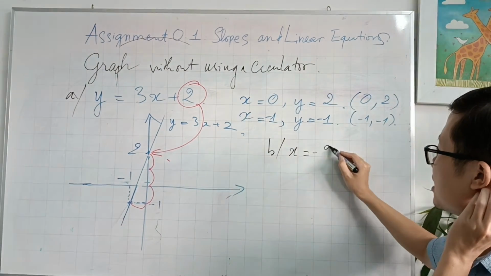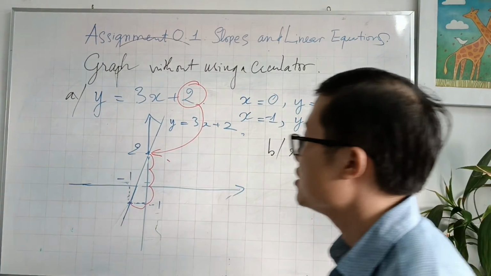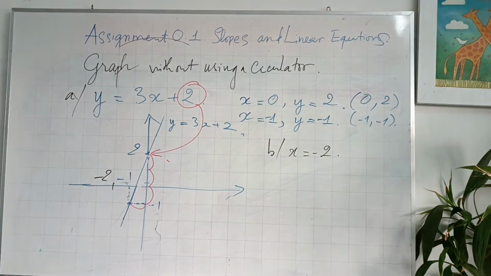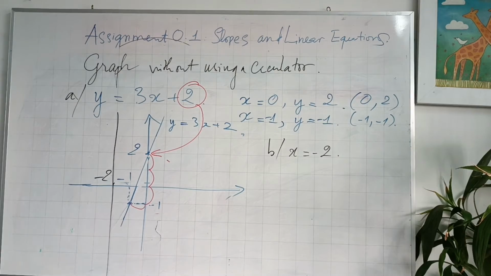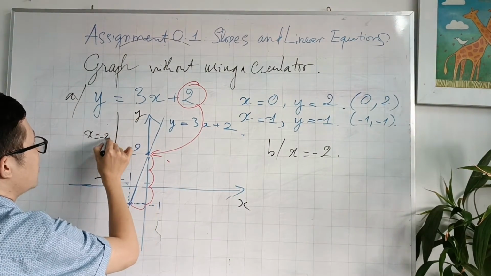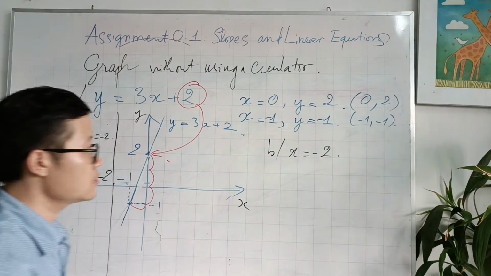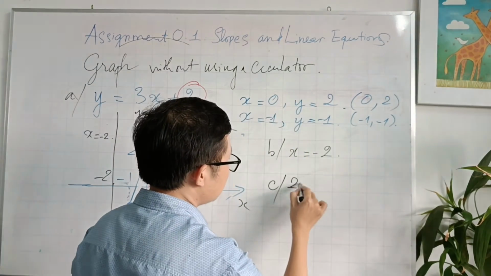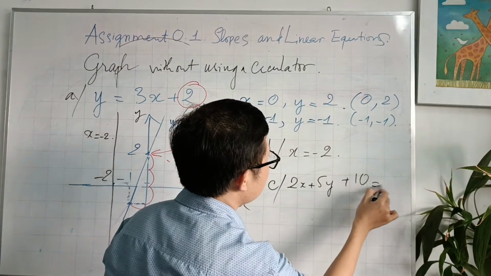It equals negative 2. I think now the question is very easy. This is negative 2, and you sketch the line perpendicular to the x-axis. It is x equals negative 2. And question C, 2x plus 5y plus 10 equals 0.